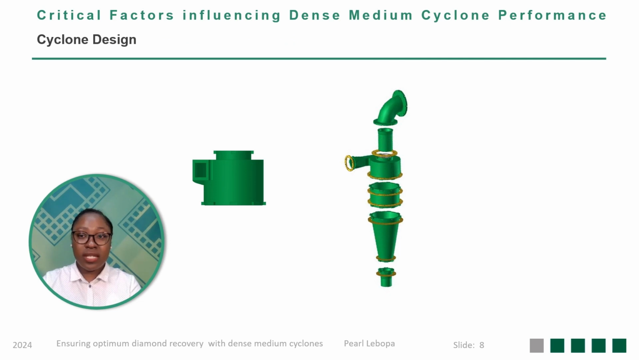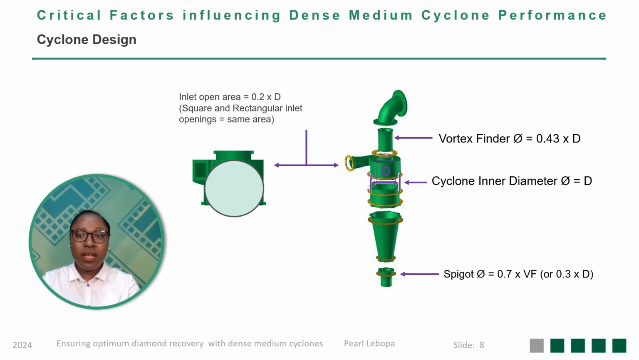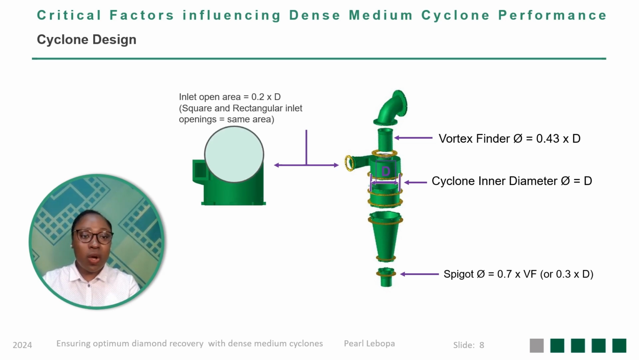Starting with the cyclone design, in the cyclone design, there are certain ratios that are used for reference. Starting off with the cyclone diameter, the vortex finder, which is 43% of the cyclone diameter. Moving on to the spigot, which is 70% of the vortex finder, or 30% of the cyclone diameter. The inlet area is then converted to the same area of the circle. That ratio is 20% of our cyclone diameter.